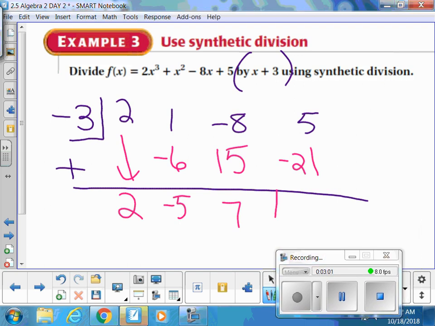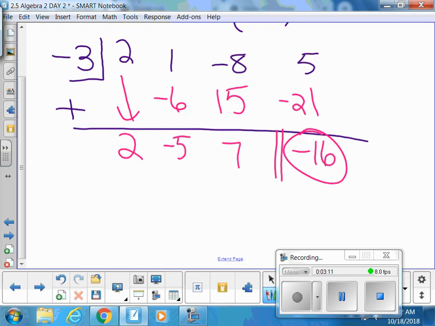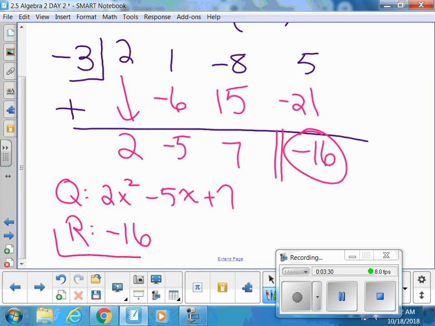That's a little bit different. I'm still going to do my double bar line like last week. Last week we would just say -16 is our answer and we'd walk away. Well, today I'm going to explain what we're seeing. This 2, this -5, and the 7 are actually representing your quotient. Our quotient is 2x squared minus 5x plus 7. You kind of work backwards. This is your constant term, your linear term, and your quadratic term. And then your remainder is the guy that you circled, -16.